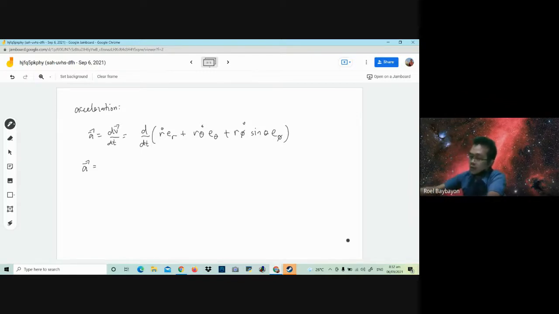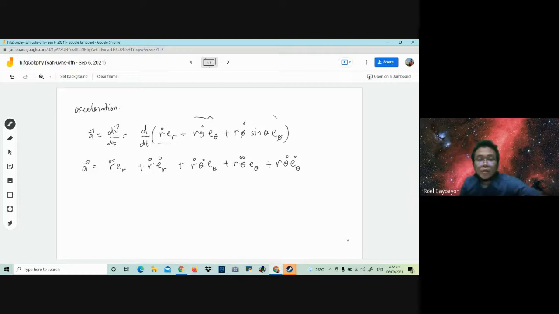Okay, I'll get the notes. So I have 9 terms, no? For the first term, I have r theta double dot e_r plus r dot e_r dot. That is the expansion of the first term into two. Next, I expand into three: r dot theta dot e theta plus r theta double dot e theta plus r theta dot e theta dot. Earlier, I have 3 terms here.